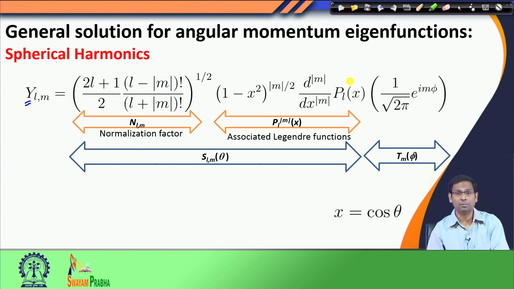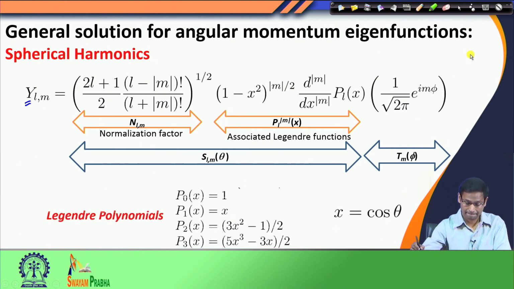Again, do not worry about the long name. This function is simply 1 minus x square, where x is cosine theta. So, 1 minus cosine square theta, that is sine square theta, raised to the power of m by 2, where m is your second index over here. Then you are differentiating m number of times, depending on the value of m, a function which is P L of x. This P L function is the well known Legendre polynomials.